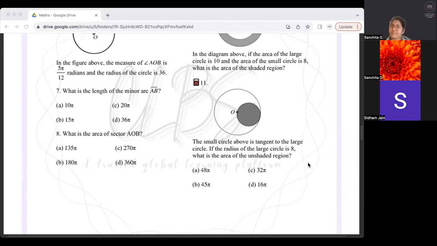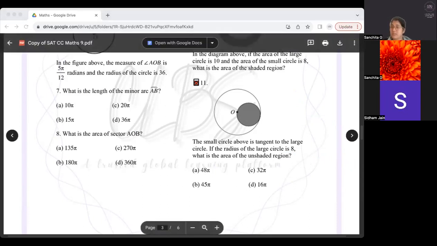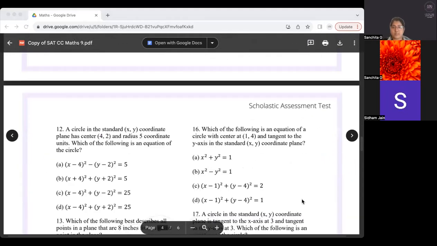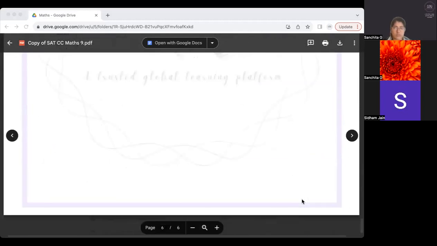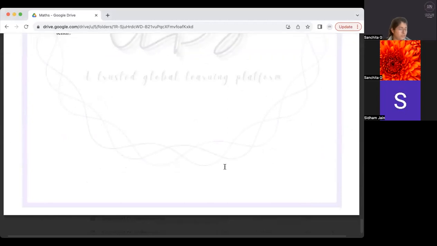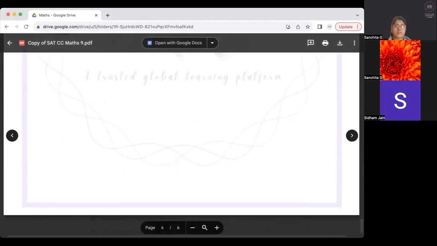Yes, ma'am. Right. Now let's take up equation of a circle. We have already covered it earlier, isn't it? Equation of a circle. So ma'am, what is it? Equation of a circle?